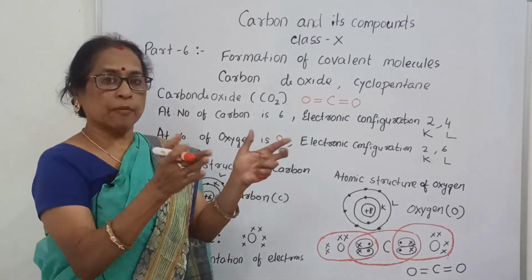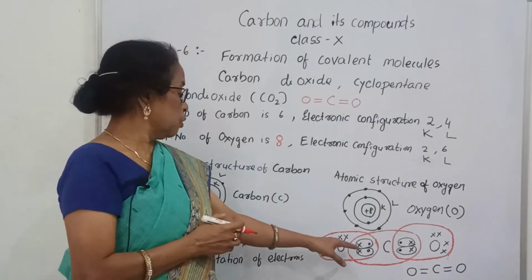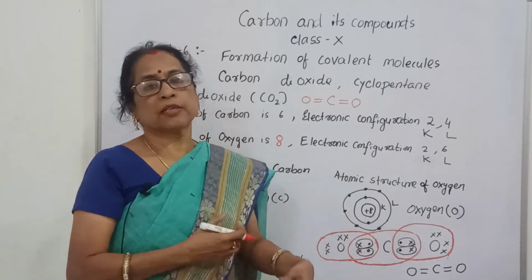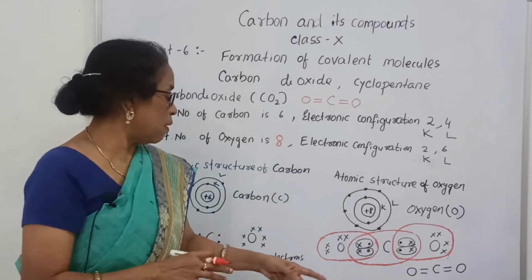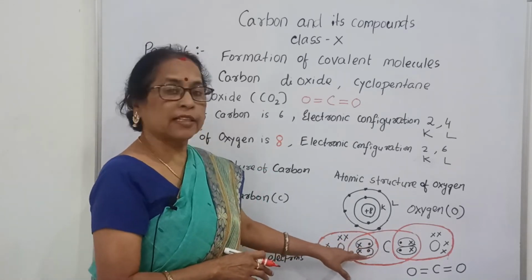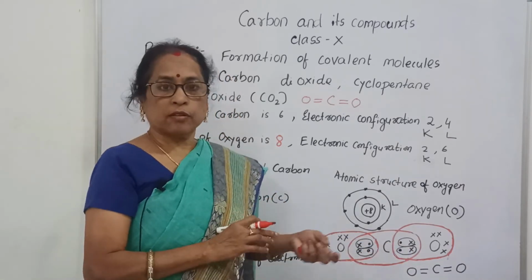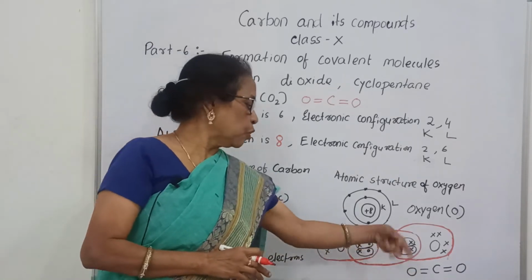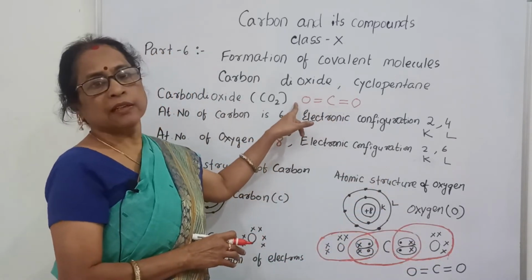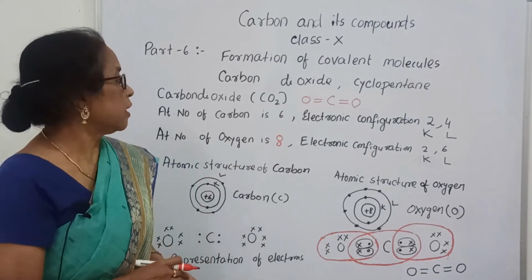And after that, they come close to each other, and they form 2 covalent bonds on the left side and 2 covalent bonds on the right side. Covalent bond is formed by sharing of electrons. So here 2 pairs share electrons, and on the right side also 2 pairs of electrons are shared. That is why there are 2 covalent bonds on the right side and 2 covalent bonds on the left side. So this is the structure of carbon dioxide.